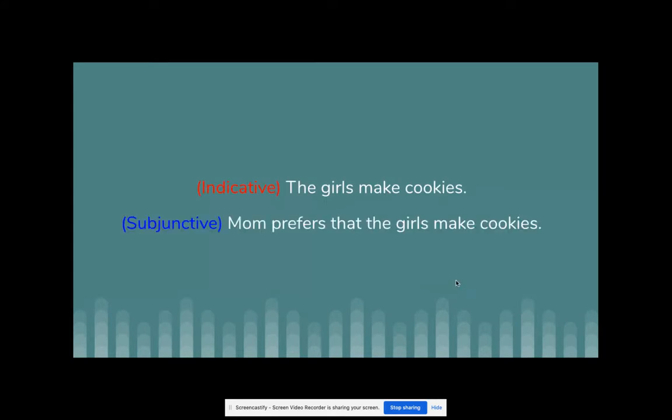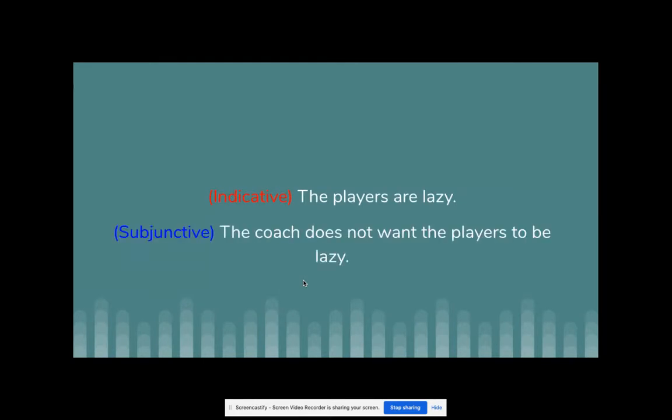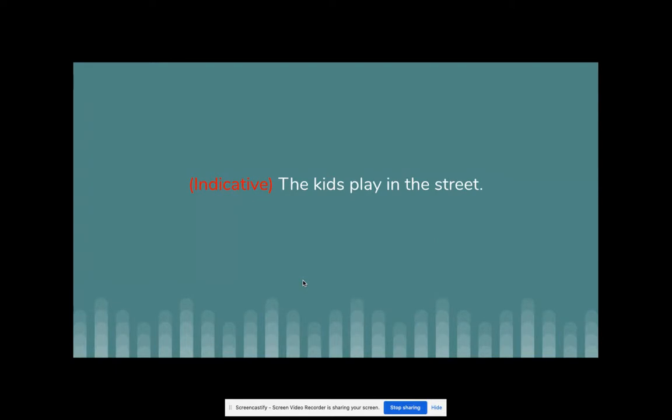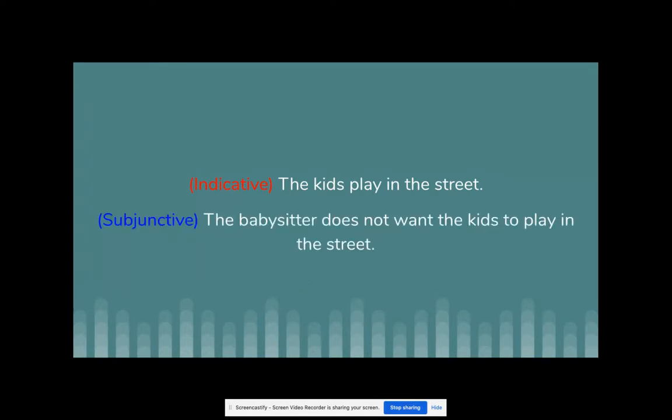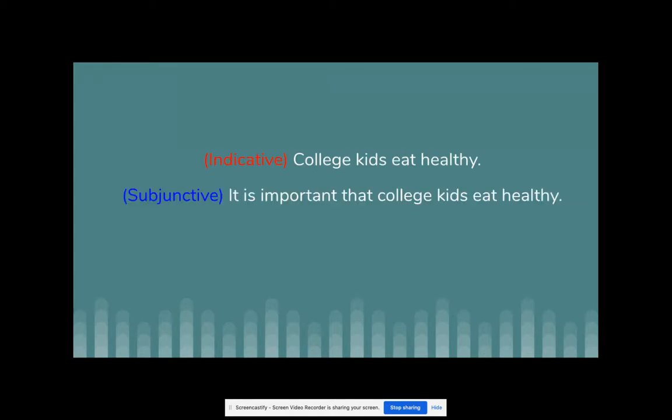Girls make cookies. Mom prefers that the girls make cookies. Girls and make. Then we have mom prefers and girls make. Two subjects, two verbs for the subjunctive. You're putting someone's preference, their desire, their wish in front of the statement. The players are lazy. The coach does not want the players to be lazy. The kids play in the street. The babysitter does not want the kids to play in the street. Bring in another subject and another verb. College kids eat healthy. It is important that college kids eat healthy.